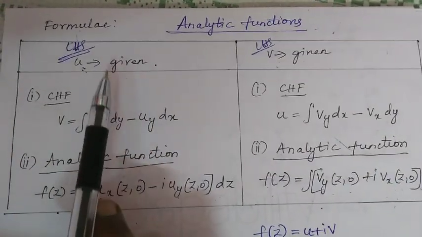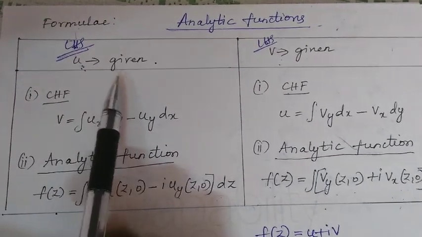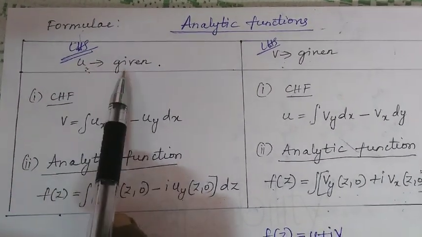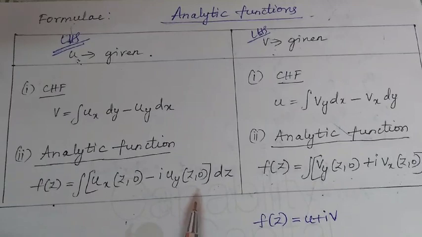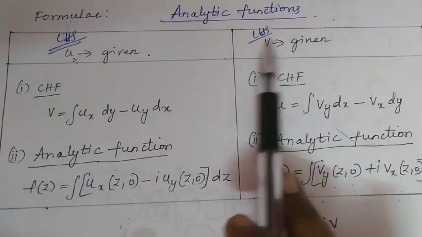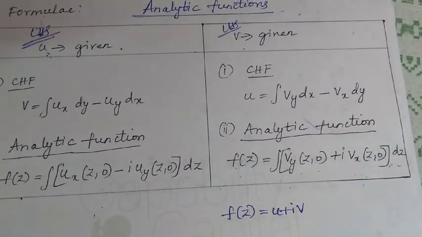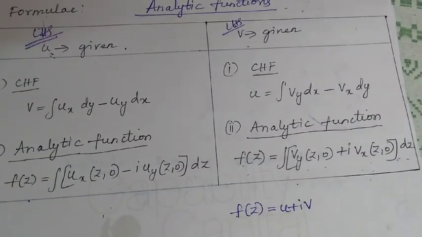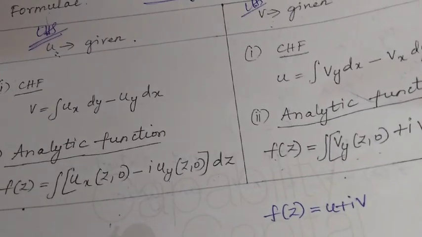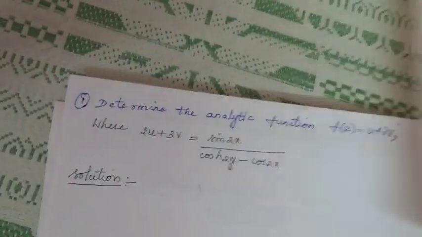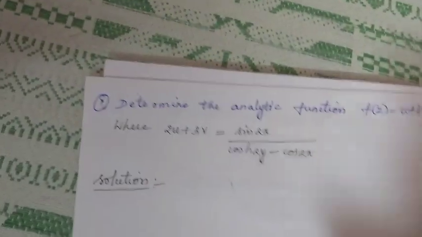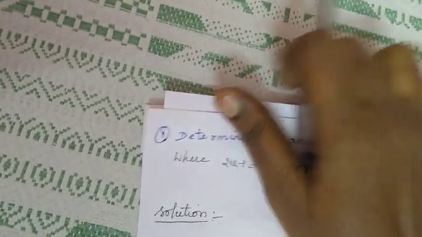This is the formula I wrote in the previous class. If u is given, you can find the analytic function with this formula, and similarly when v is given, you can find the analytic function with this formula. This is all I told in the previous class, and now I'm going to do a few more problems in the construction of analytic functions. Right now, this is going to be the first problem.